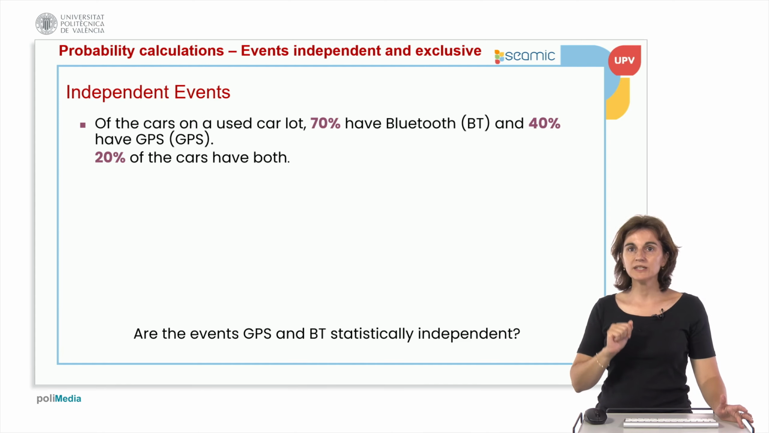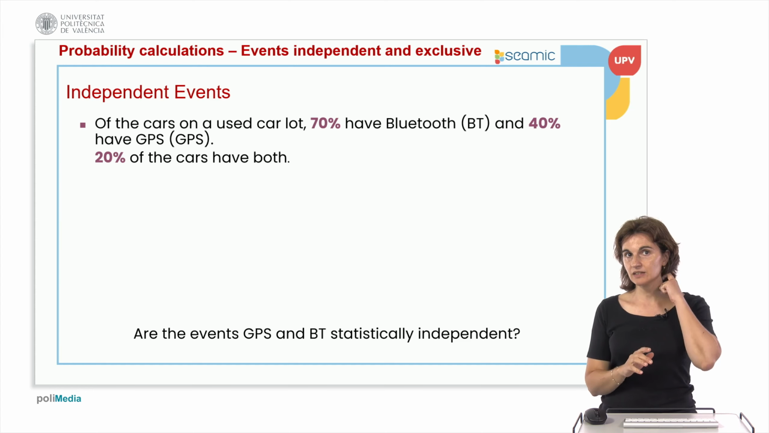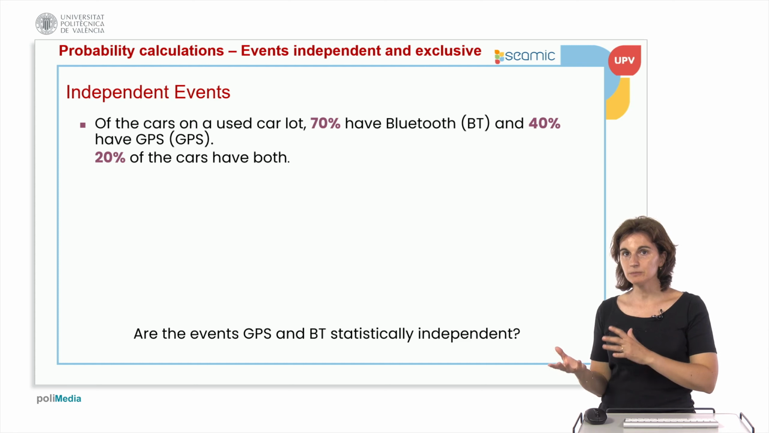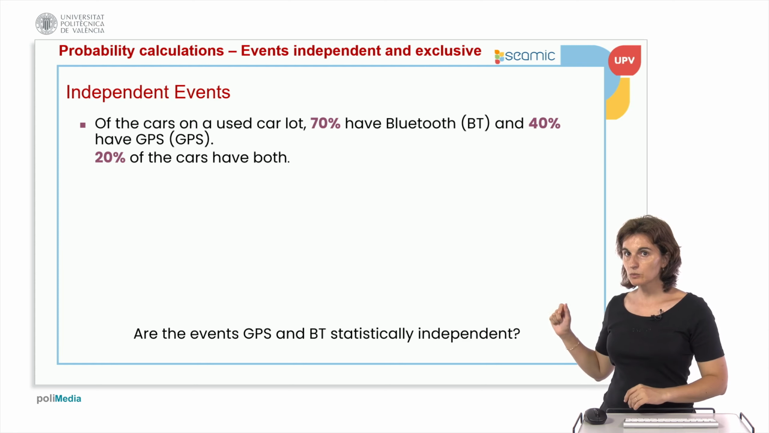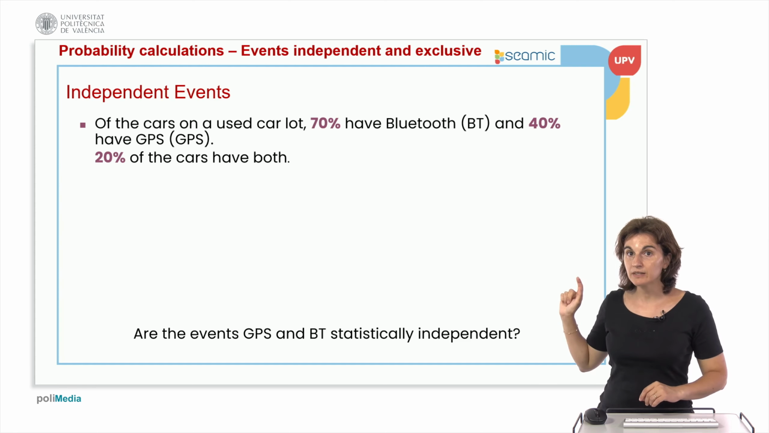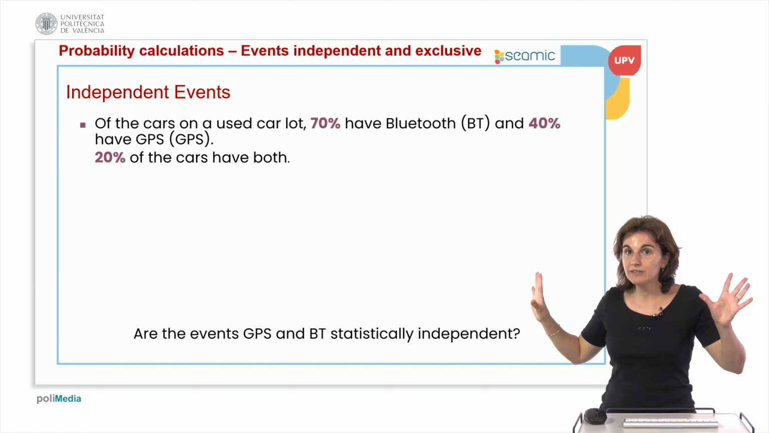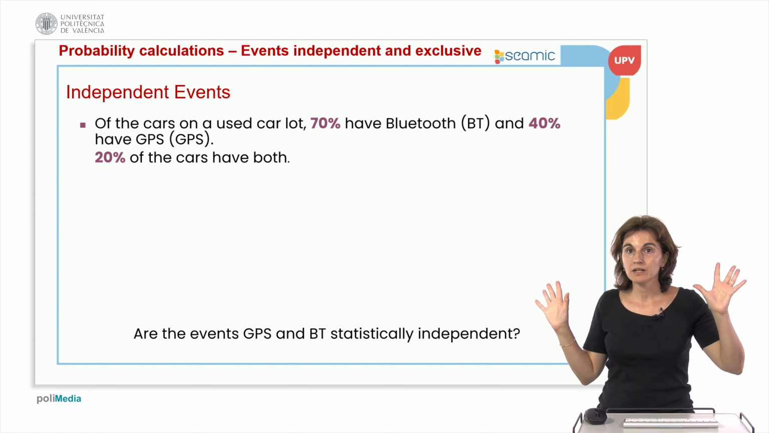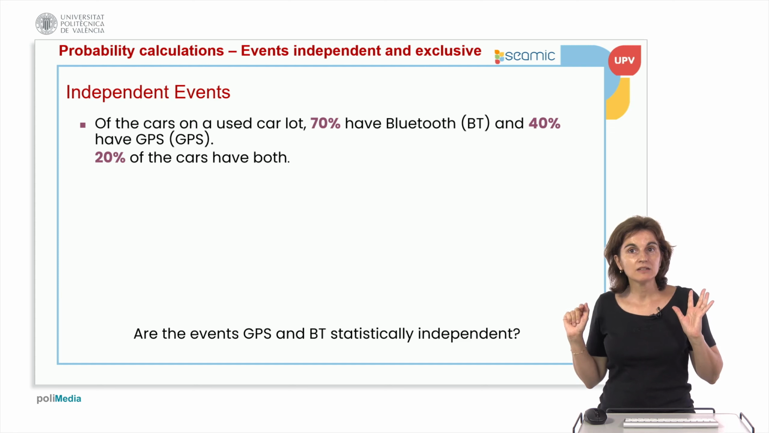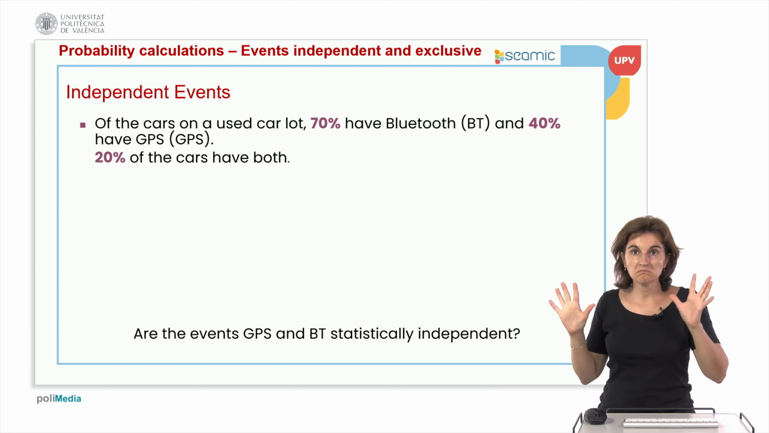So let's go back to the example we introduced in a previous video. This example about the car lot had some percentage of cars that had Bluetooth, and 40% had GPS, and so on. The question we need to answer now is: are GPS and Bluetooth statistically independent? We need to answer whether the probability of GPS given Bluetooth equals the probability of GPS. They are not influencing each other. They are completely independent.